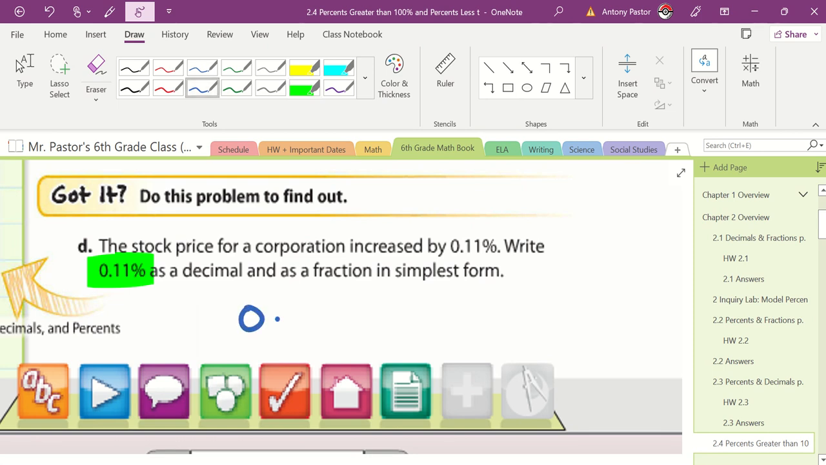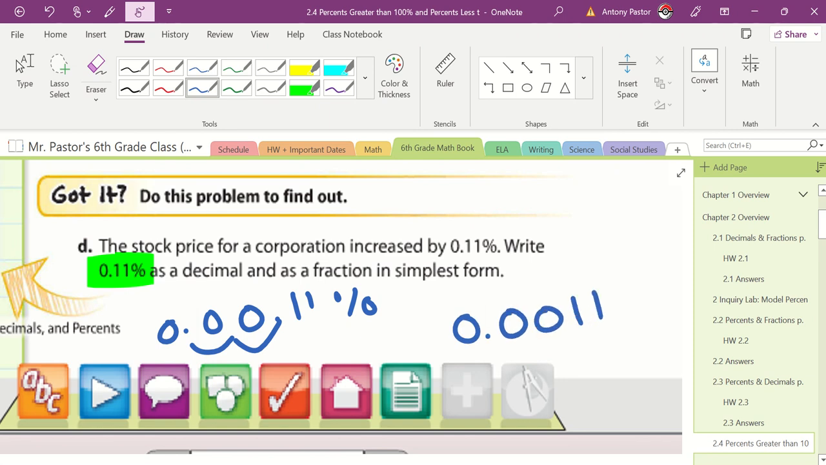Remember, 0.11%. The decimal in a percentage to a decimal has to go to the left. To turn a percentage to a decimal, the decimal has to jump to the left twice. So it'll be 1, 2 jumps. So my new decimal will become 0.0011. That's my answer as a decimal. Decimal is checked off.